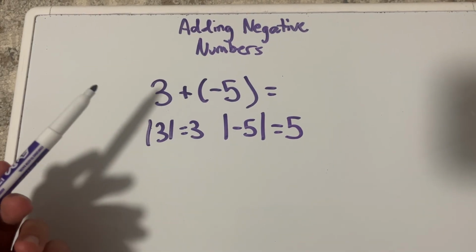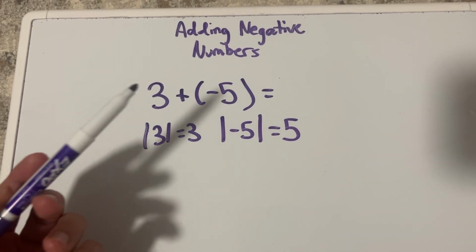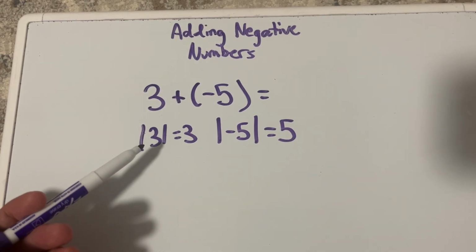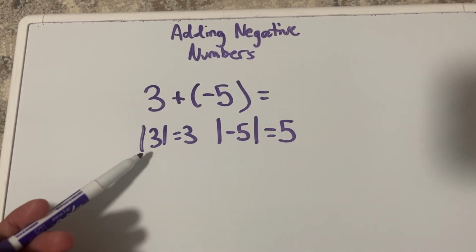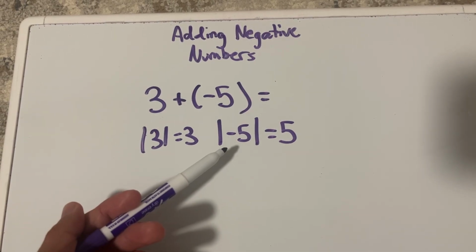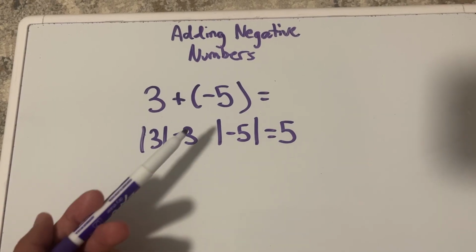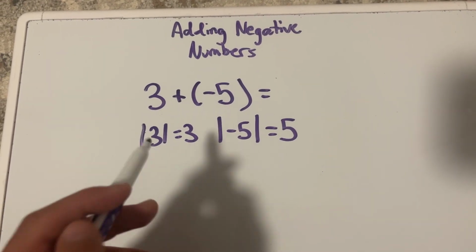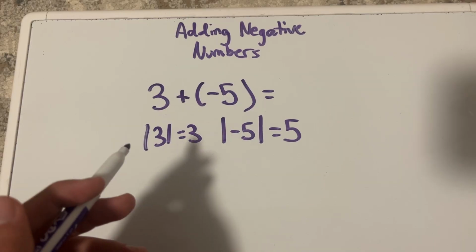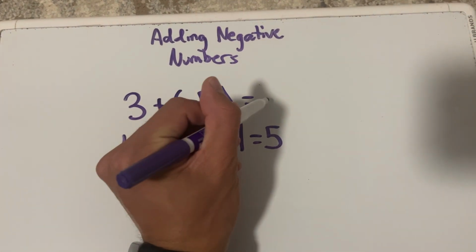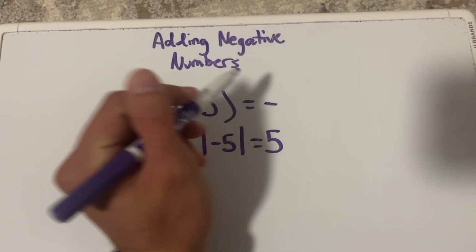What I want to do is take the sign of the absolute value that is greater. Which absolute value is greater? The absolute value of 3 or the absolute value of negative 5? It's going to be the absolute value of negative 5 because 5 is greater than 3. So whichever absolute value is greater, we take the sign of that number. So here it's going to be a negative number.